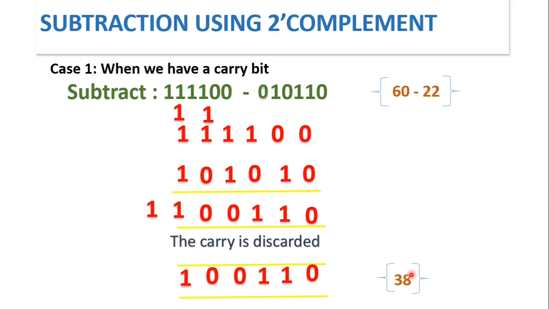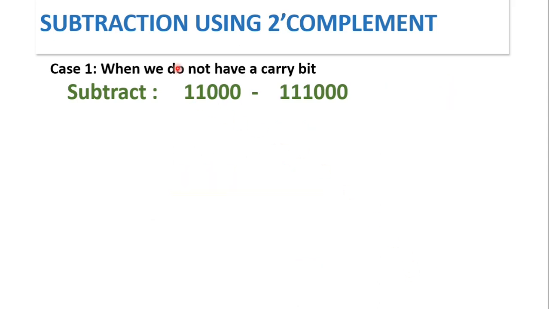Let us move to the next topic, which is subtraction using 2's complement when we do not have a carry bit. The first step would be to count the number of bits in the second number and the first number, and they should be equal. So the second number has 6 bits and the first number has 5 bits. To make it a 6-bit number, we'll add a 0 to it. Now we'll calculate the 2's complement of this number.